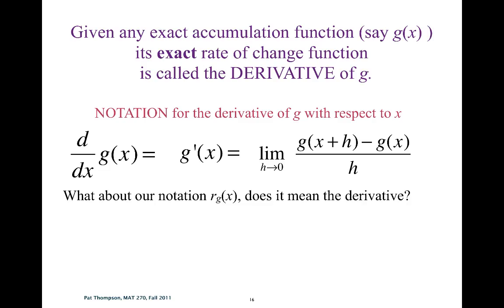So our notation, r sub g of x, does it mean the derivative? What did we say? R sub g of x was this thing. Is it the derivative? Maybe, with the condition that h is really small. Our notation is flexible, right? It can mean an approximate rate of change if h is not small, and it can mean the exact rate if you add the condition h is really small.